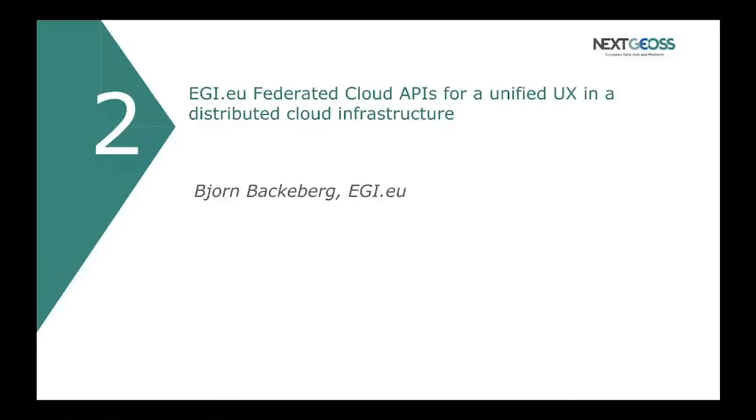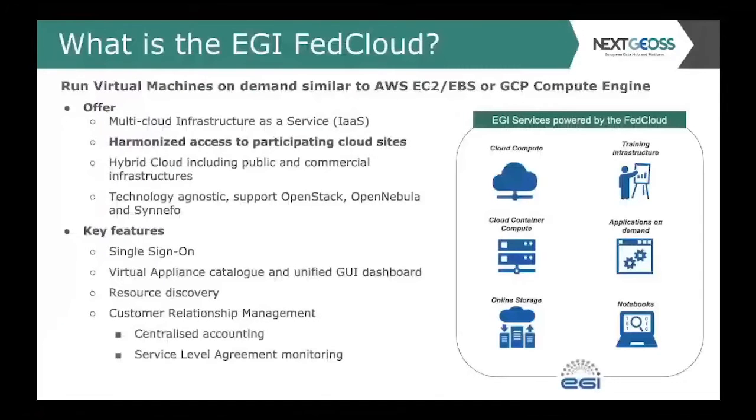But before we start, I thought it would be useful to describe what the EGI Federated Cloud is and what it offers. So essentially, the EGI FedCloud, as we like to call it, is a distributed multi-cloud infrastructure as a service, or IaaS, that gives users the ability to run virtual machines on demand. And this is quite similar to what Amazon Web Services or Google Cloud Platform does. And what we've done is we've provided a harmonized access to the various cloud sites that contribute to the resources of the EGI FedCloud.